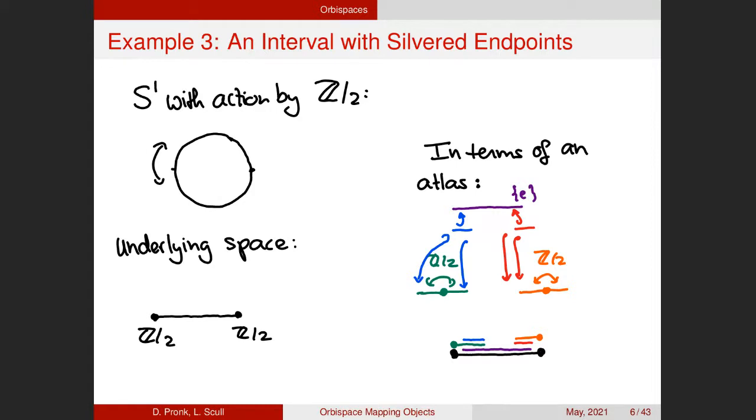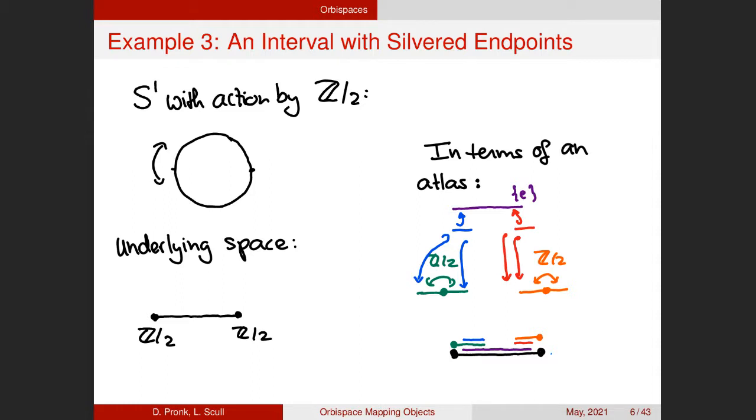I decided to write it down here. So the underlying space is really just a black line here, but I've indicated how the different charts lie on top of it. We would have a chart with a Z2 action, the green chart giving the left side, the orange chart giving the right side. The purple one would cover the part that doesn't have any singularities, and I would need small charts to say how those charts connect to each other.